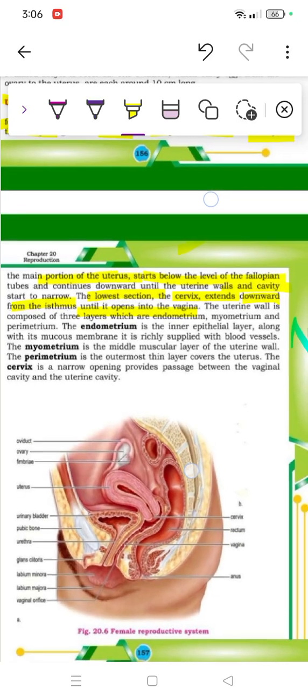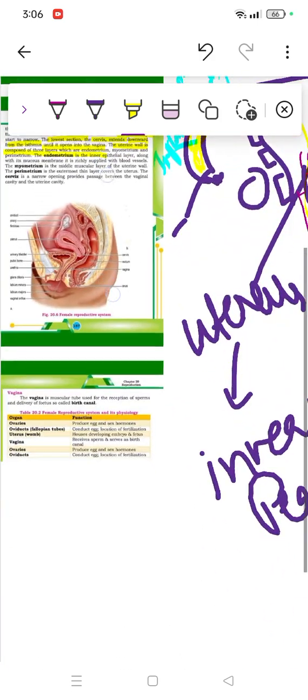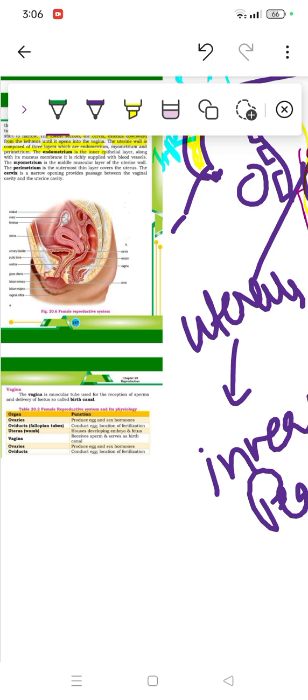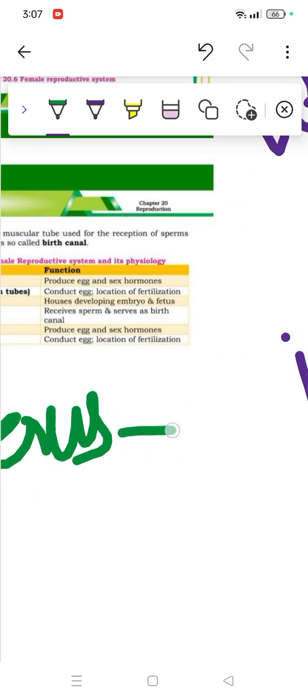Then the uterine wall is composed of three layers, which I could write before explaining to you. So we have three kinds of layers. The uterus has three linings.